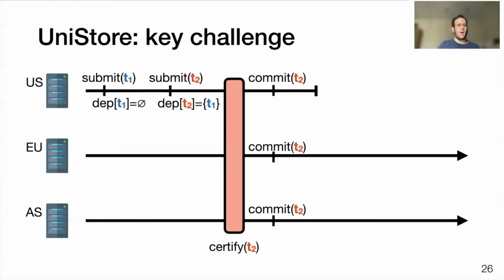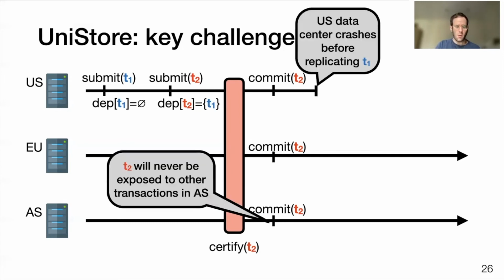Let's assume that now the data center in the US crashes before replicating T1. So the problem that we're going to have is that T1 is lost. Therefore, T2 will never be exposed to other transactions in Europe or Asia. And this is a big problem.